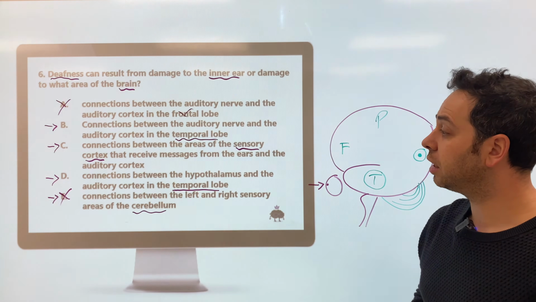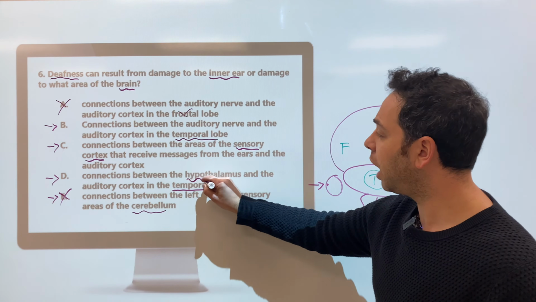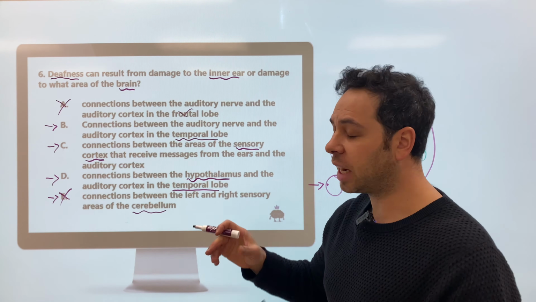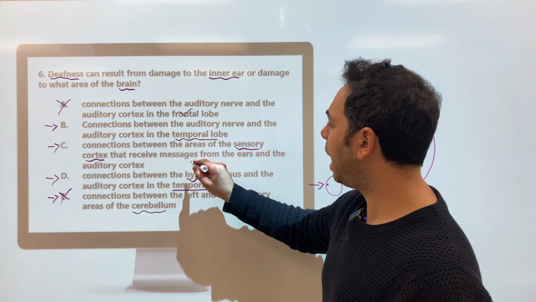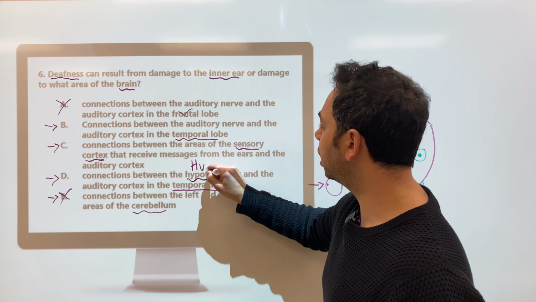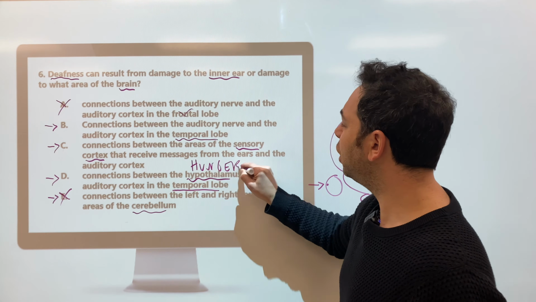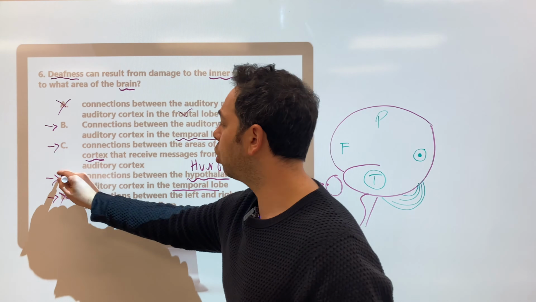All right, let's look at letter D. We see the word hypothalamus. Do we know what the hypothalamus does? Well, the hypothalamus is kind of the executive of the brain. It regulates body temperature and hunger and thirst, and it controls our endocrine system. It has nothing to do with hearing. Because of that, we're going to cross that one off.